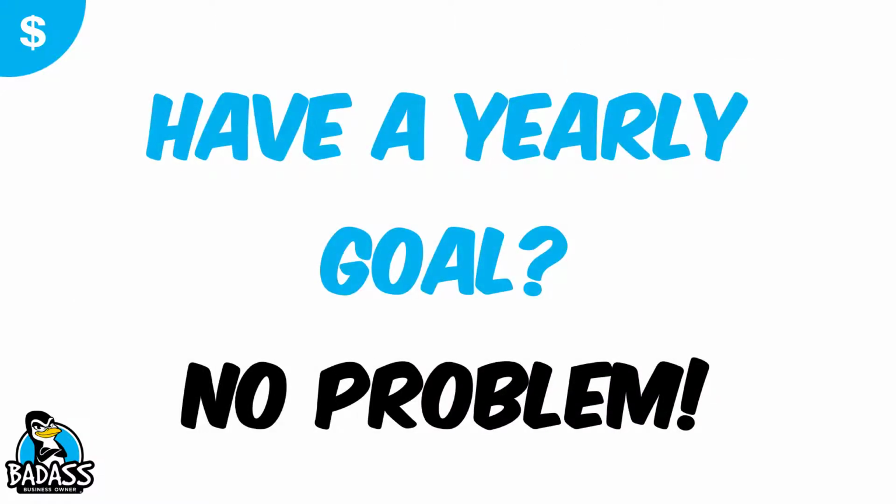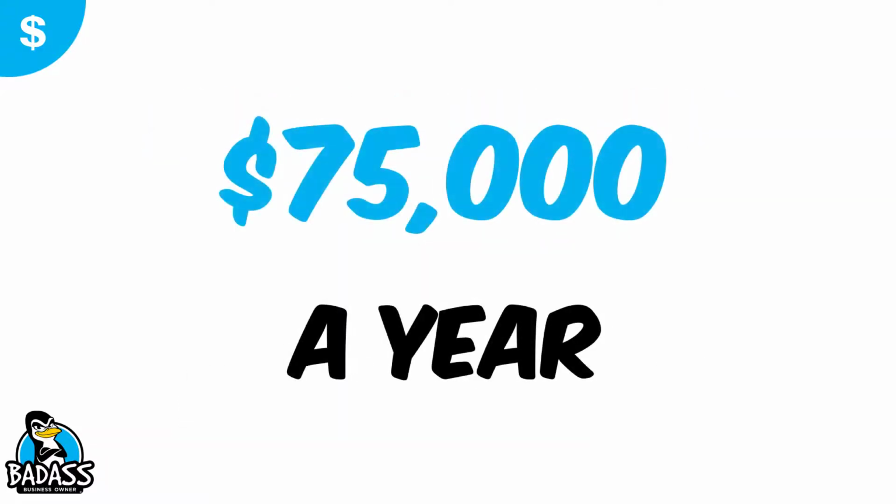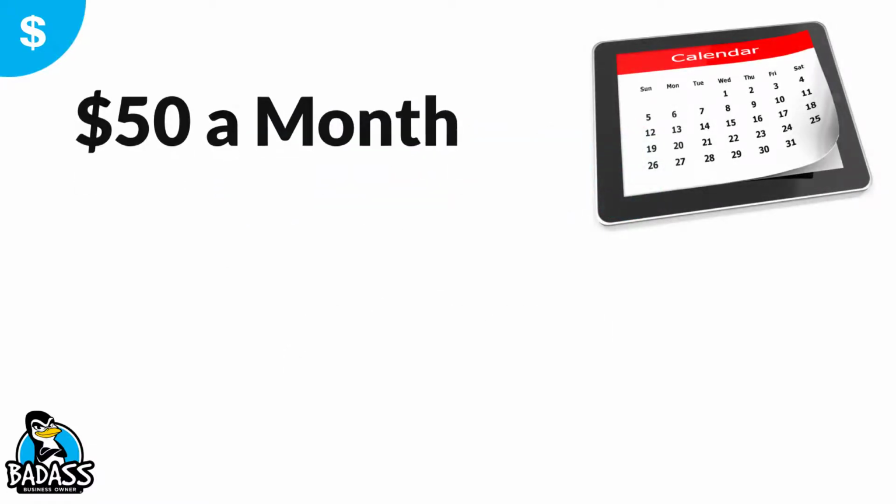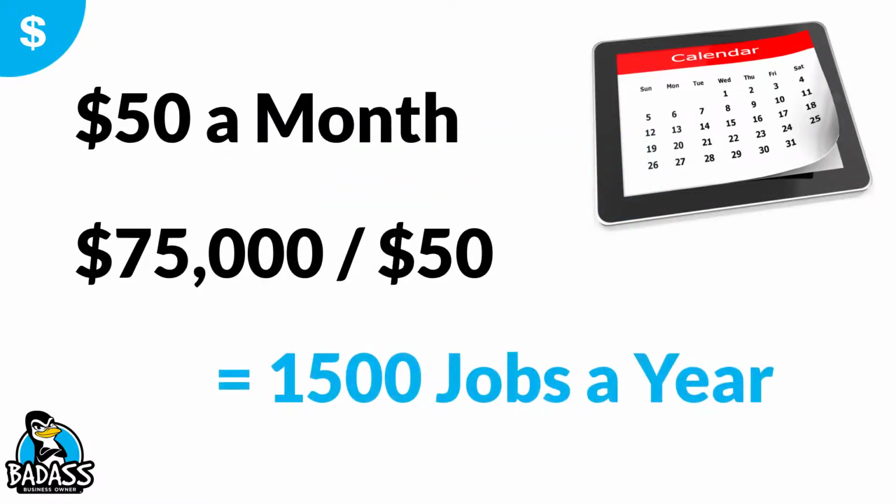Now, what if you have a yearly goal? Will the same thing work? Well, yes, of course. There's not going to be a problem there. So let's go back to the $75,000 a year in sales that we're trying to shoot for. Same kind of monthlies, but this time we're doing it at $50 a month. So we take the 75 divided by 50, and it's going to turn out to be 1,500 jobs a year. And that's like, oh my gosh, that's how many jobs I'm going to do? Absolutely.